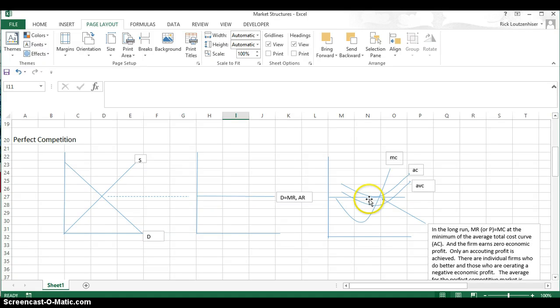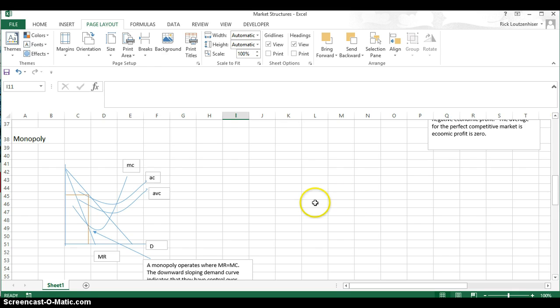So you are protected as a consumer. So this is the best deal for a consumer right here, the perfect competition. Now, monopoly is the worst deal for a consumer.